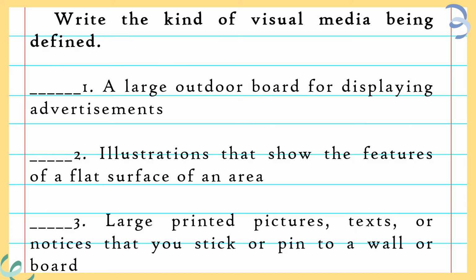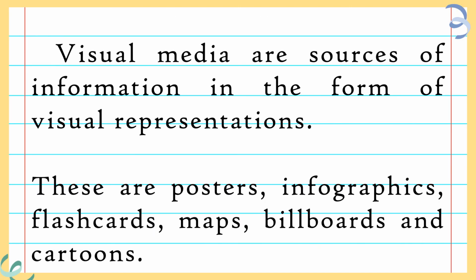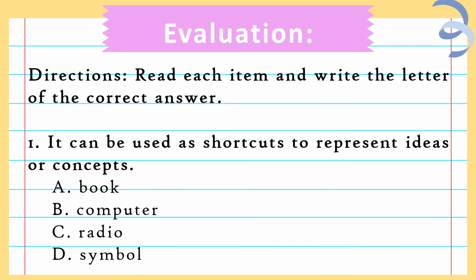It's a poster. Next one, cards containing information held up for students to see as aid to teaching. Great. They are flashcards. And number five, visual media such as chart, graph, or diagram used to represent information or data. Very good. We have the infographics. Okay, so always remember that visual media are sources of information in the form of visual representations. These are posters, infographics, flashcards, maps, billboards, and cartoons.